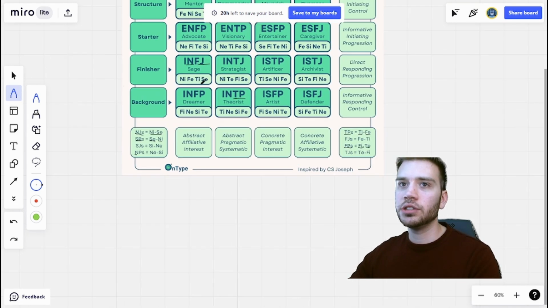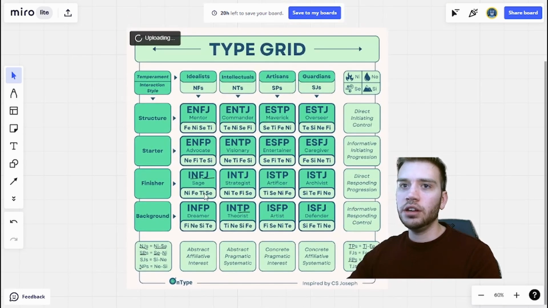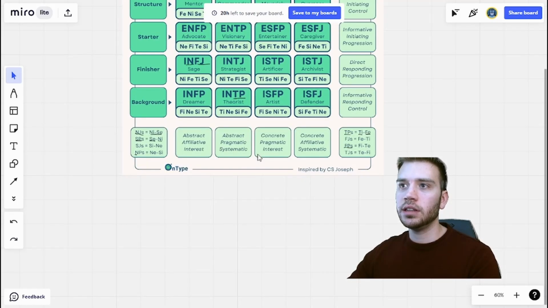But the type grid doesn't cover just shadow, it covers many different things. Oh, I see that going back removes these. Okay, so let's remove these here.